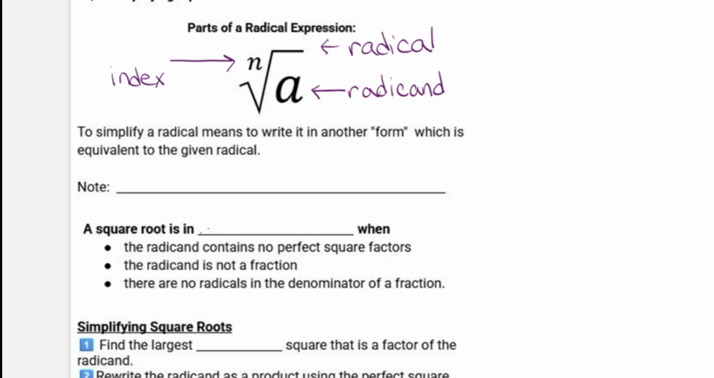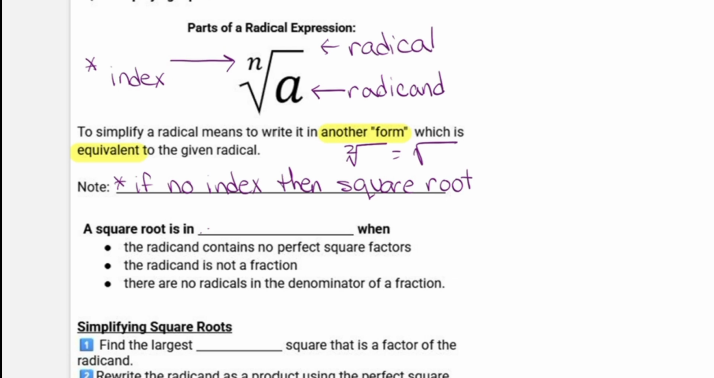To simplify a radical means to write it in another form, which is equivalent to the given radical. It is just simpler to use in higher math. A quick note here, the index that we are most used to is the square root. If no index, then that is the square root. I've said before, us mathematicians are a little bit lazy, and we do not write a 2 there. That just equals the square root.